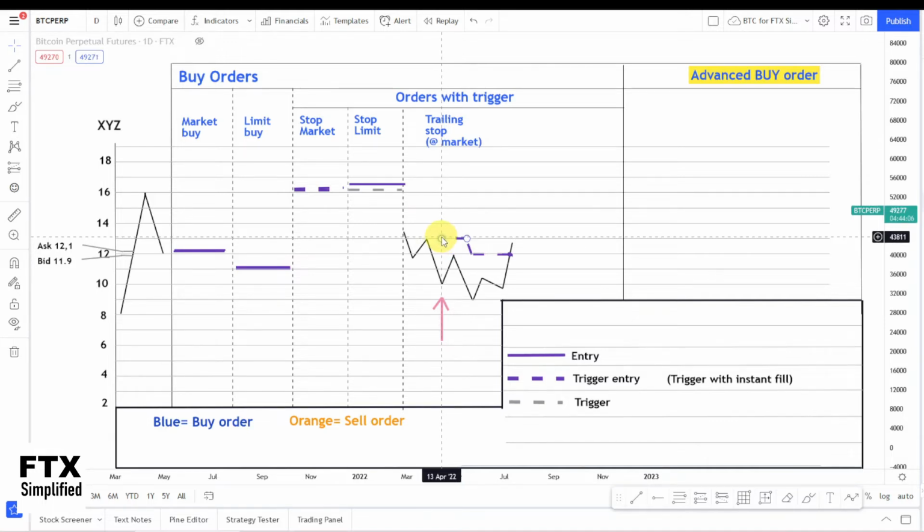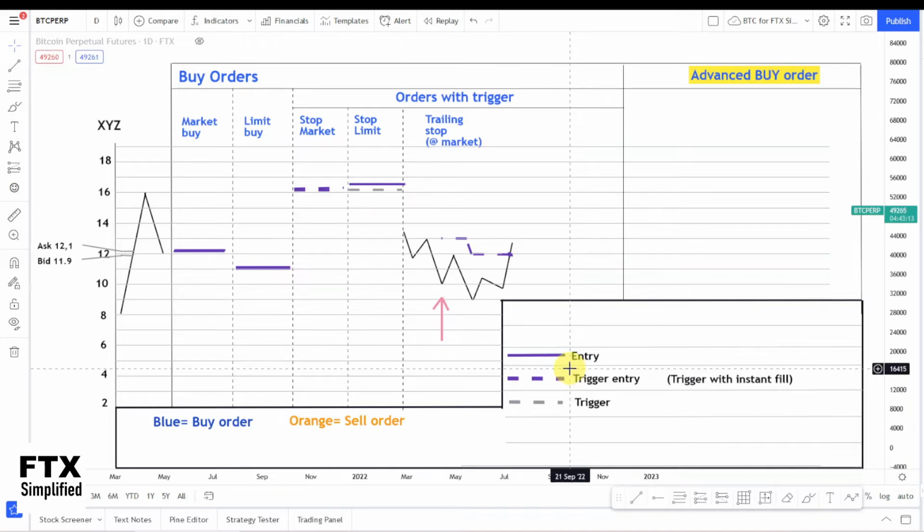But if the price of XYZ goes down in the meanwhile, your trigger entry will also go down because it wants to maintain the $3 difference. And if the price then goes up $3, you get triggered in. And it's a dotted purple line, so it's a trigger entry, so you will buy at the ask price at the moment you get triggered in. And I'm hoping you're getting the system I'm using, and I hope it helps you to understand it.